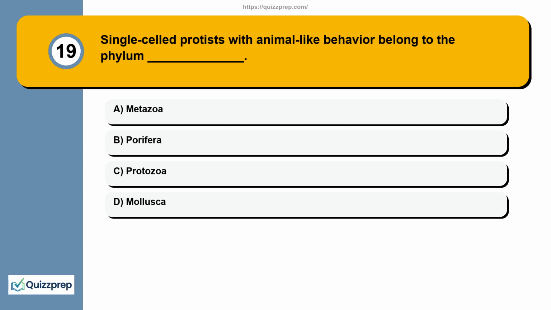Question 19. Single-celled protists with animal-like behavior belong to the phylum blank. Metazoa, Porifera, Protozoa, Mollusca.